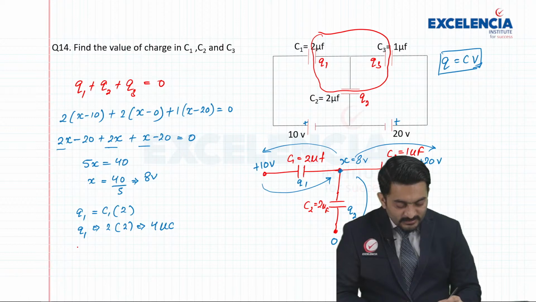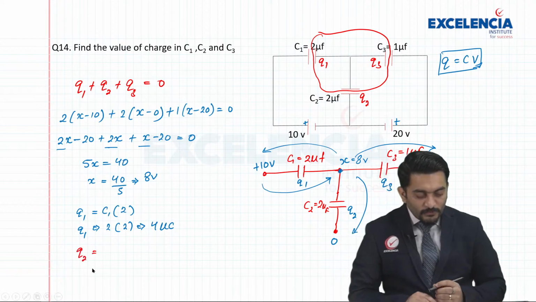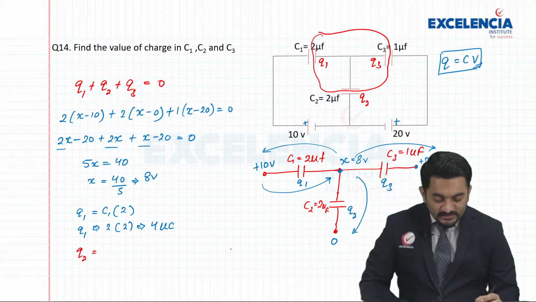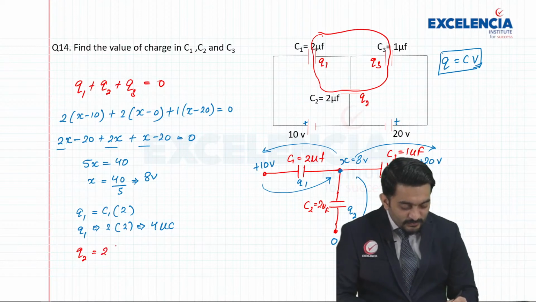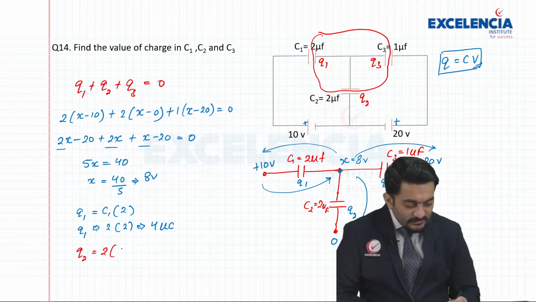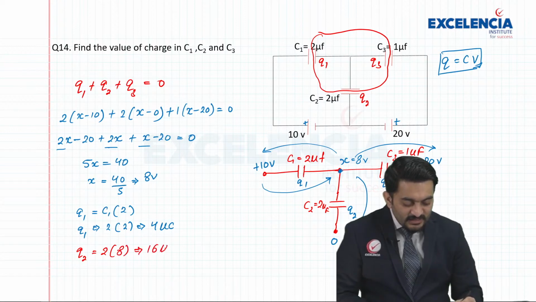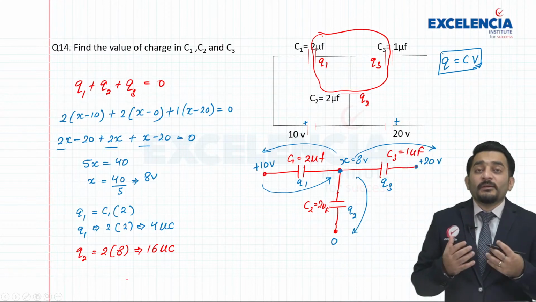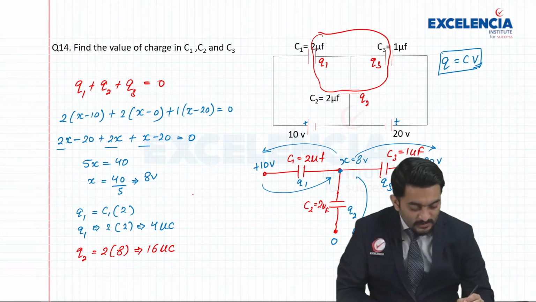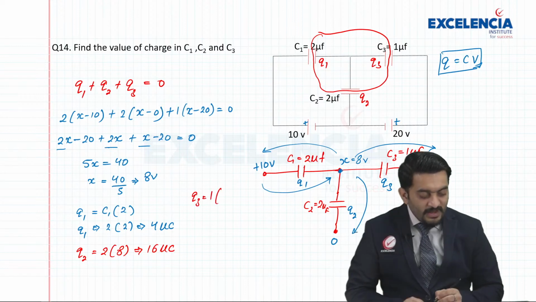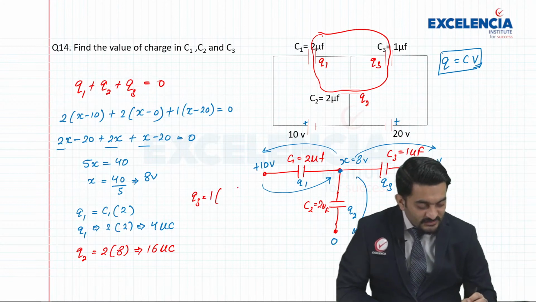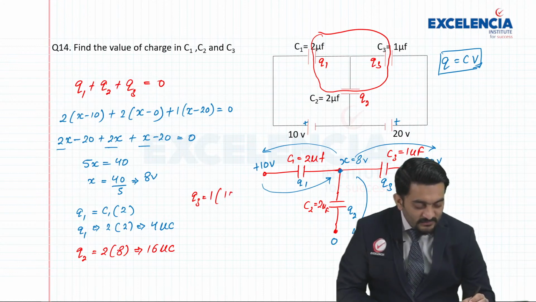Now look here, similarly if I have to calculate the value of Q2, for Q2 you will see that capacitance is given as 2 microfarad and it is 8 minus 0, which will be 8 volt, which will give you 16 microcoulomb. So we are able to calculate the value of Q2 also. If we go for Q3, the capacitance over there is 1 microfarad, the potential difference is 20 minus 8, which will be 12 volt, and multiplying this will give you 12 microcoulomb.